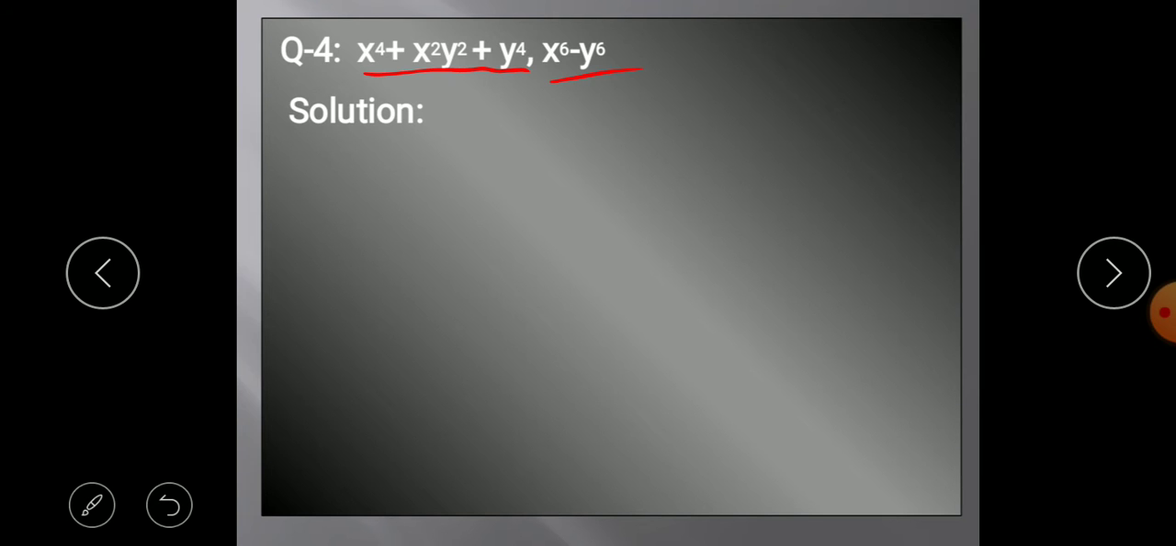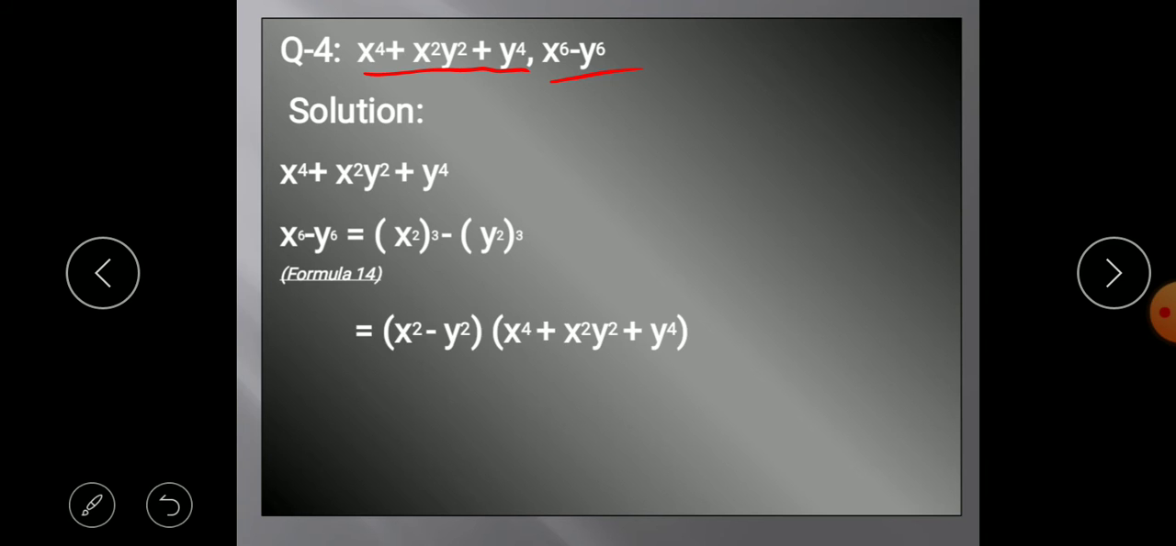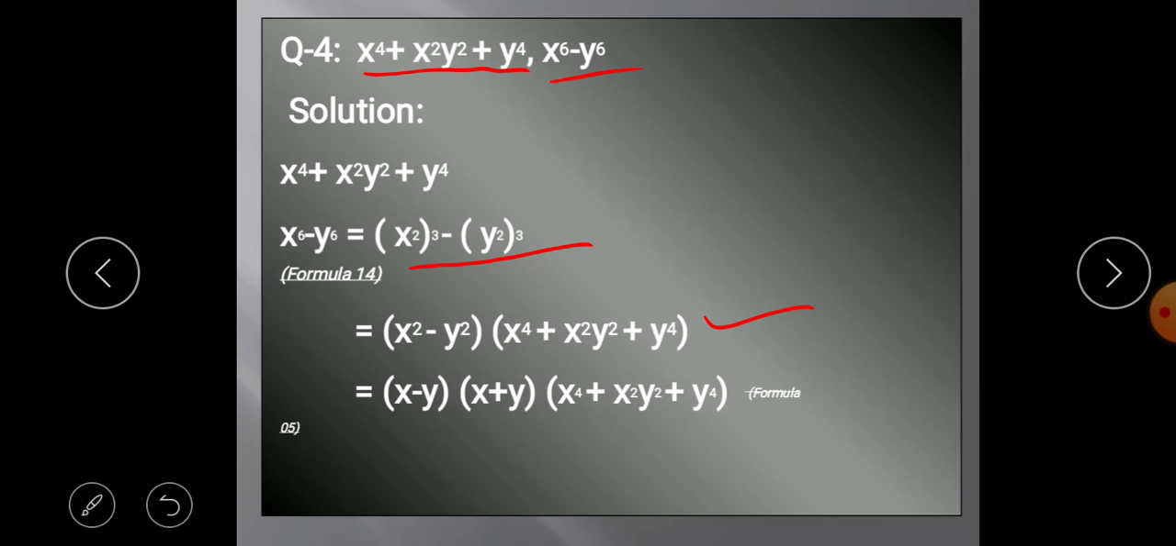Now again question number 4, we have here the first expression and then the second expression. The first expression will be transformed according to formula number 14. I have transformed it according to formula number 14, and this is the factor form of the very first polynomial. And again I have applied formula number 5 on this term, so it will give me x minus y, x plus y, and then this bracket x4 plus x square y square plus y4.